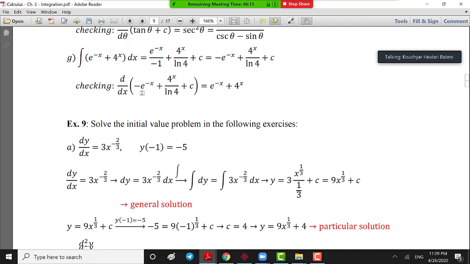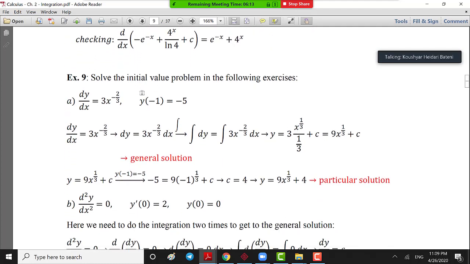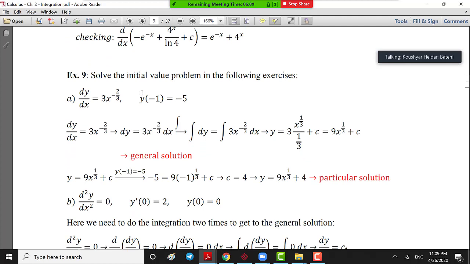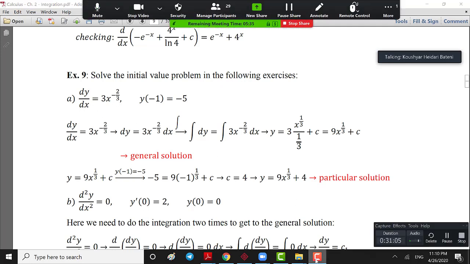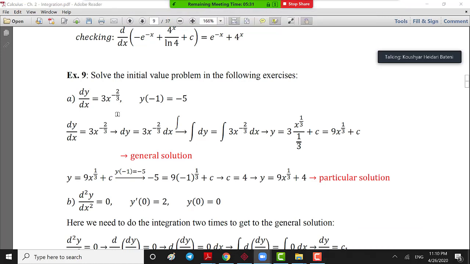So guys, now in example 9, we're going to see for the first time in our lives one of the important applications of integration, right? Example 9 says solve the initial value problem in the following exercises. In exercise A, we have dy over dx equal to 3x to the minus 2 over 3, and this is our differential equation, and the initial condition that is given to us is this, right?